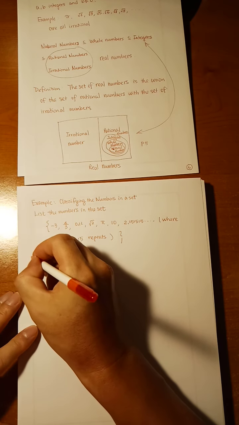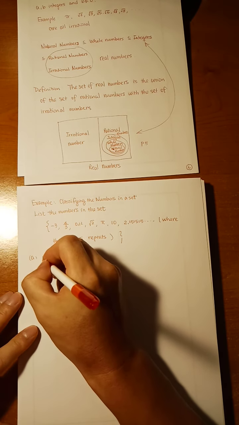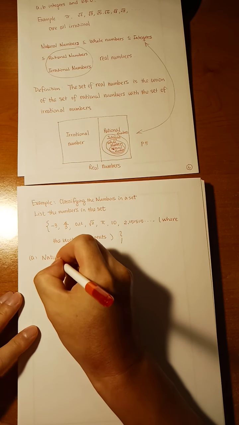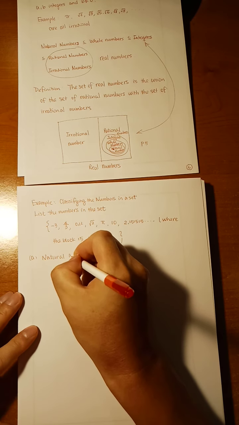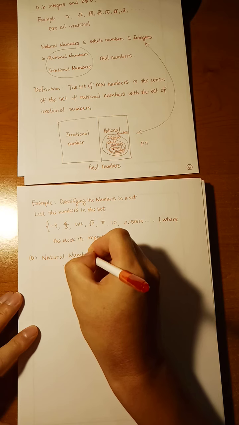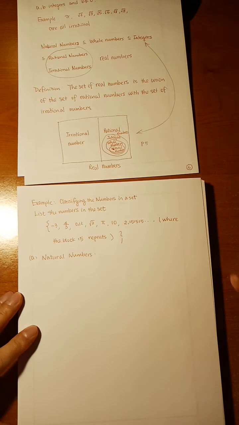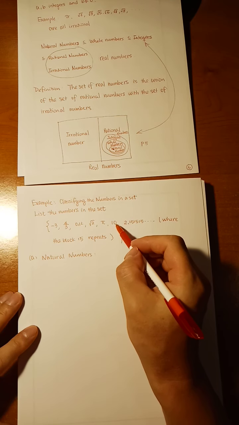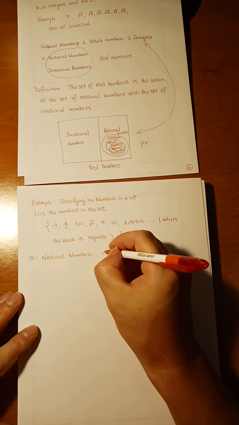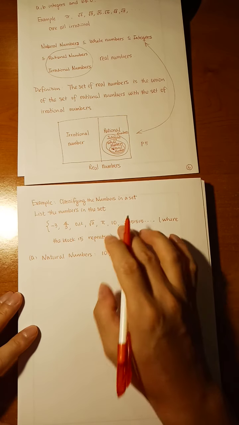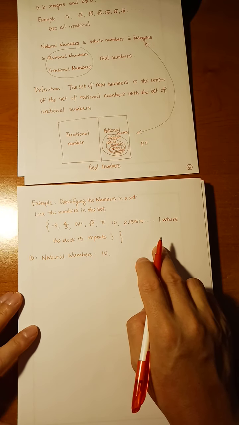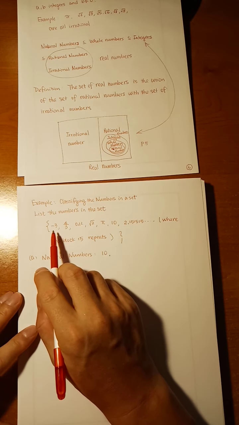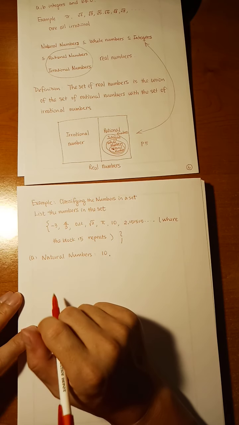Then we will see first the natural numbers. What are natural numbers? 1, 2, 3, 4. They're natural numbers. So 1, 2, 3, 4, 5, 6, 7, 8, 9, 10. Okay, you see 10. 10 is a natural number, and that's a unique natural number from this list. -3 is negative. Negative numbers are never natural.